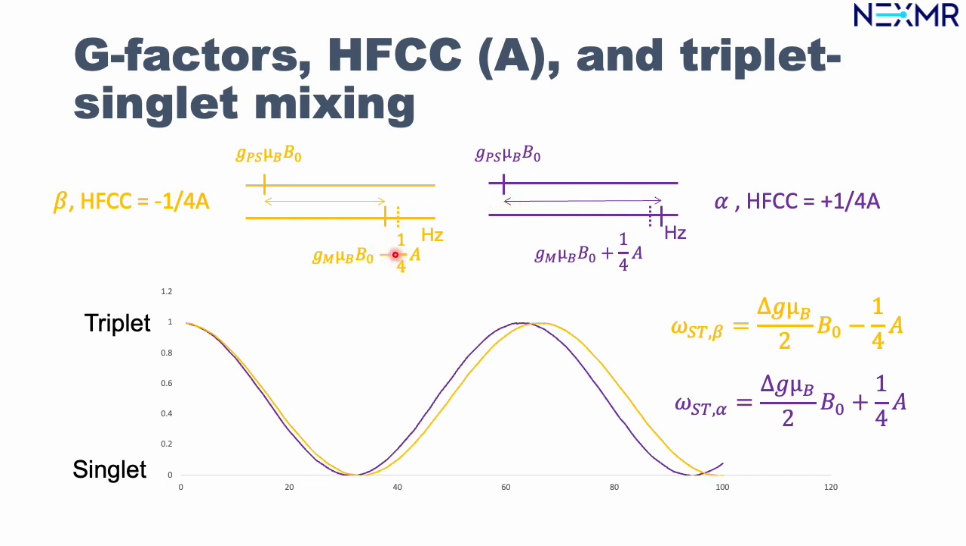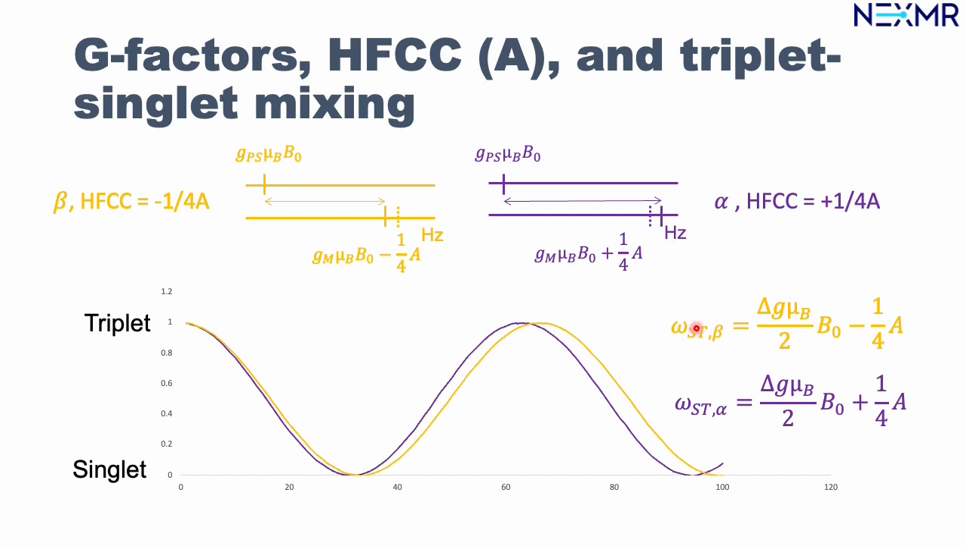So in the case of a beta spin state, you will have minus 1/4 A, so we'll have a smaller resonance frequency for your electron. And in the case of an alpha nuclear spin state, the resonance frequency of your electron of the molecule M will be increased. This also affects the difference between the electron resonance frequencies of your photosensitizer and of your molecule. So in the case of a beta nuclear spin, you will have a smaller difference in electron spin resonances. And when you have a nuclear spin alpha, you have a greater difference between the electron spin resonances.